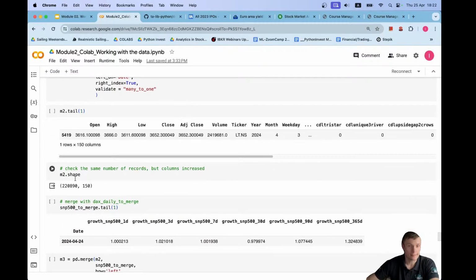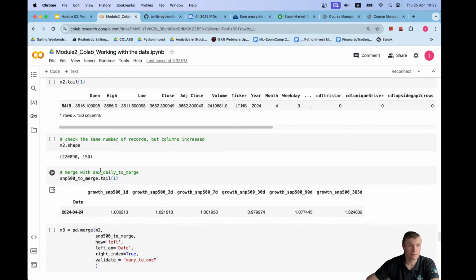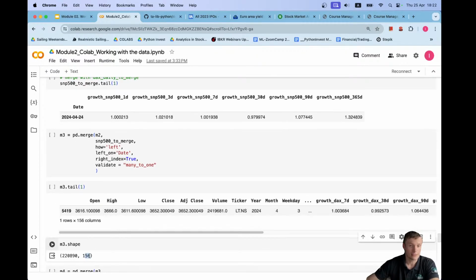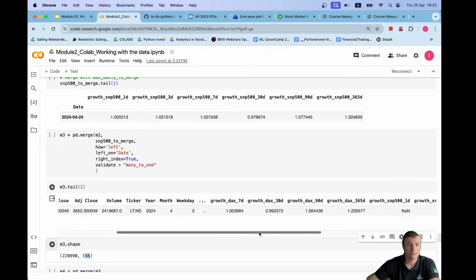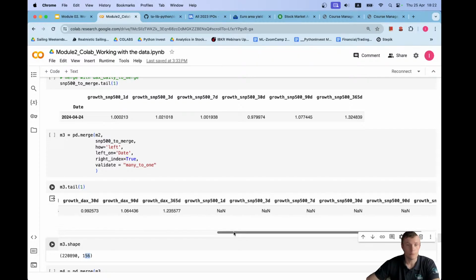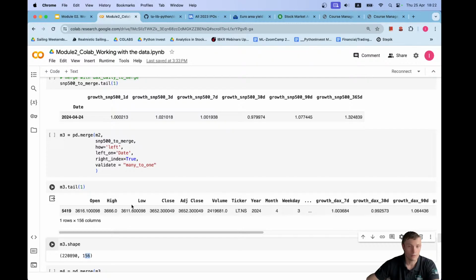Next steps are similar. We check the shape, 150 columns, 220k records at S&P 500. Exactly the same merge operation, 156 columns, and new data should be defined, but it is not defined here because stock markets are not closed. We will see how to work on this.